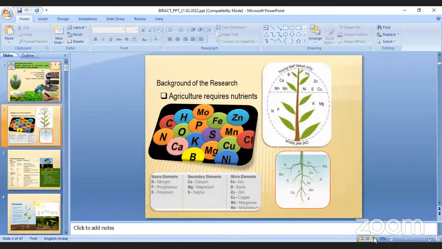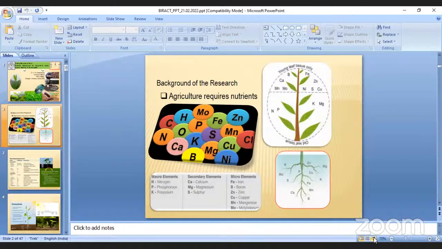Okay, so whatever the nutrients are, these are basically some elements. You all know that there are macronutrients, micronutrients, and secondary nutrients. These nutrients are essential for normal growth, development, and reproduction in plants. Without the help of these nutrients, the plants cannot run their life cycles. These nutrients are needed for their entire growth cycle.